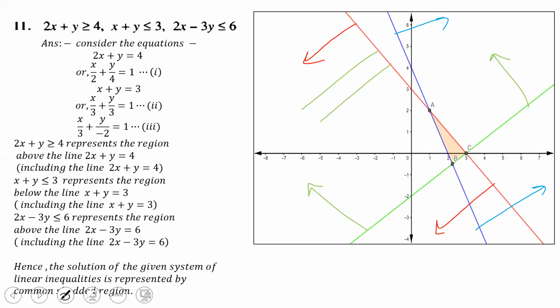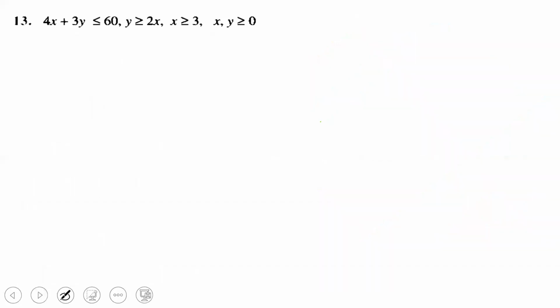So moving to the next one, that is question number 13. 4x plus 3y less than or equal to 60, y greater than or equal to 2x, x greater than or equal to 3, and x, y greater than or equal to 0. That is, whatever region we need to find, it should be in the first coordinate. Only the first coordinate we need to find the region in.